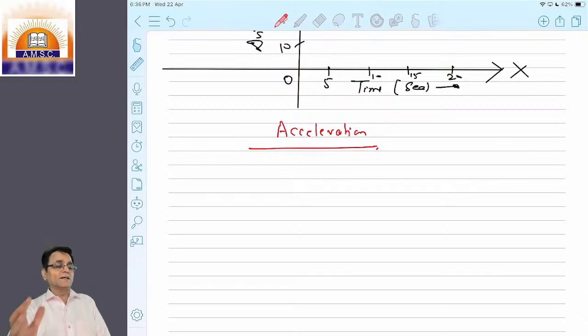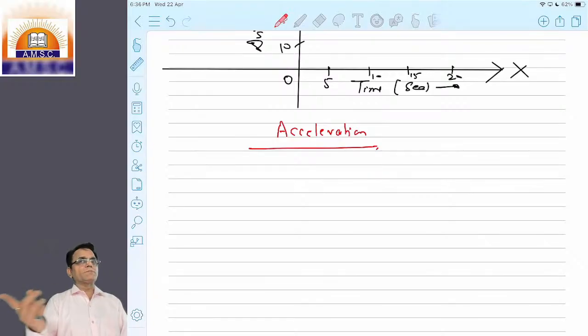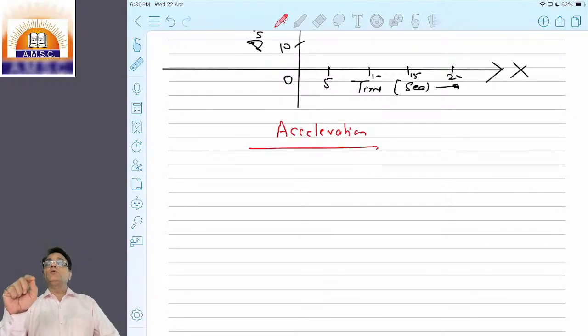Increase in speed is not the correct answer. I need the precise definition. What is acceleration? An object is said to be accelerated if its velocity changes with respect to time. What do you mean by acceleration?